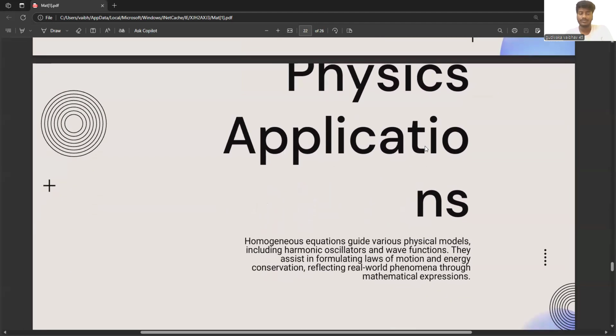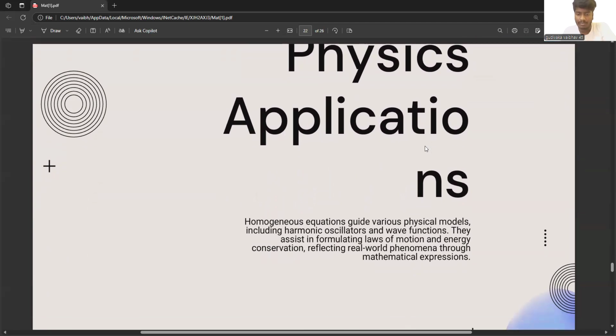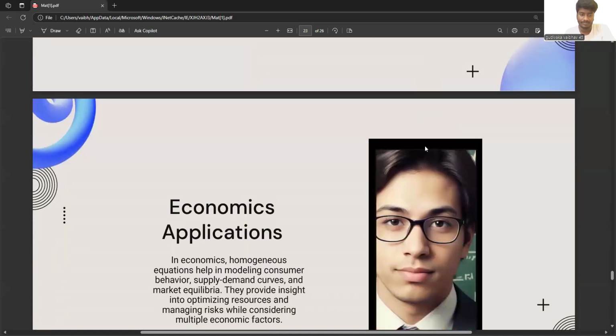Physics applications. Homogeneous equations guide various physical models, including harmonic functions and wave functions. They assist in formulating laws of motion and energy conservation, reflecting real-world phenomena through mathematical expression.